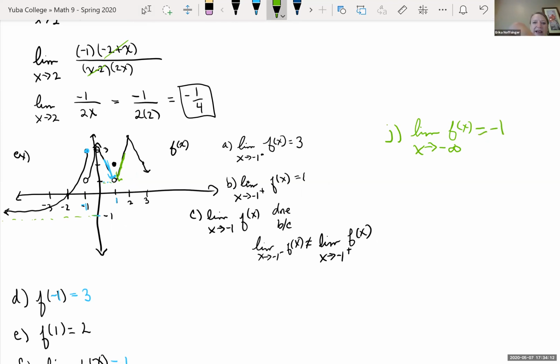But if it asked, what is the limit as x is approaching positive infinity? So notice here, as we're going to positive infinity, because there's an arrow here and there's no open circle or closed circle, it's continuing in this direction forever. And so as x is going to positive infinity, the graph is going to negative infinity.